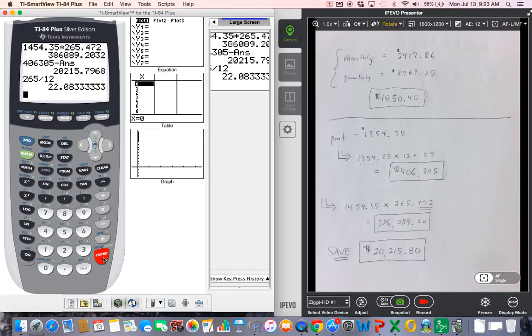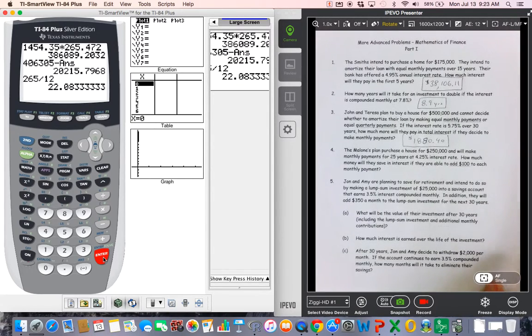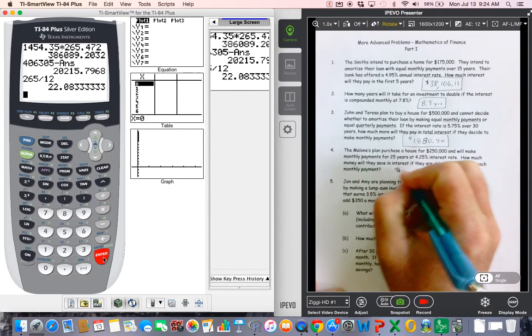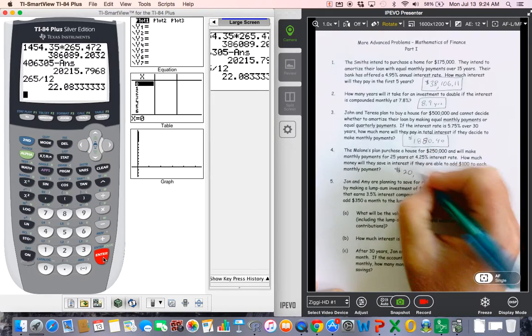That'd be a good $20,000 to put on a college education for your kids. Be a good $20,000 to take a trip. So anyway, that's probably what I would do. I love to travel. So 20,215.